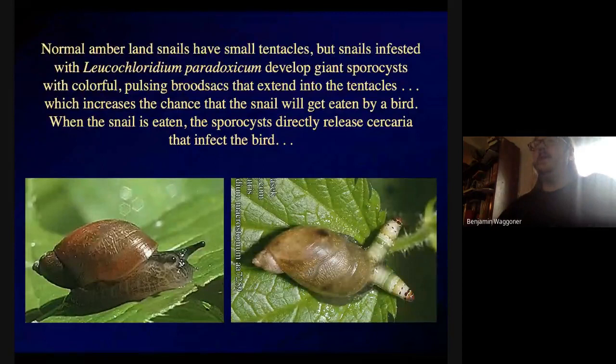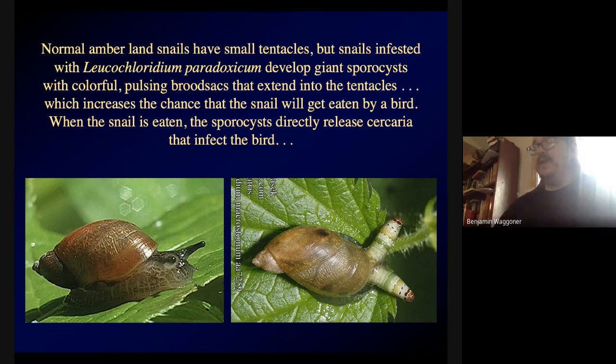This is the European amber land snail. On the left is an ordinary snail, and you can see it's got pretty small tentacles that it can pull all the way into its shell. On the right is the same snail infected with the trematode Leucochloridium paradoxicum. In that species, these sporocysts crawl up into the tentacles and develop into these colorful sacs that swell up inside the tentacles and that pulse back and forth. You can't see this in a still picture, but they're actually pulsating.